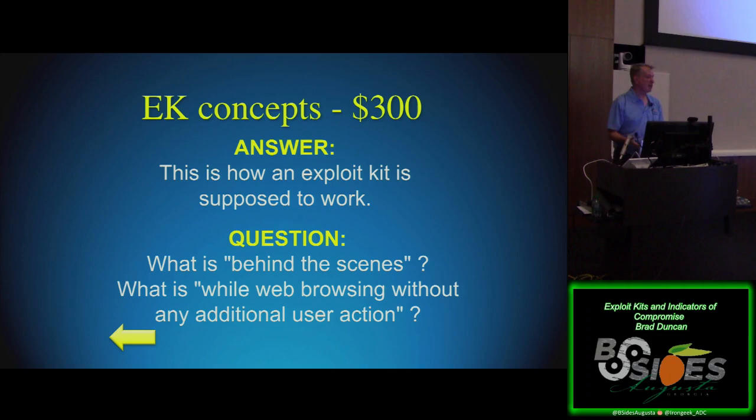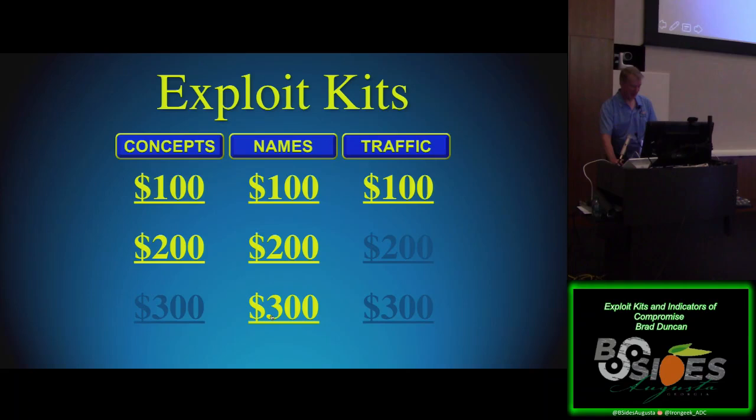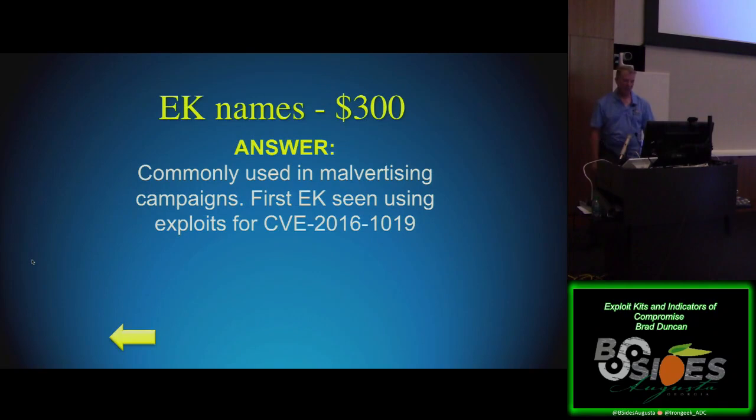And let's try one more here. Names for 300. Commonly used in malvertising campaigns. First exploit kit seen using exploits for CVE. Yes, you are correct. It is Magnitude. $300 imaginary to the gentleman in the front row.